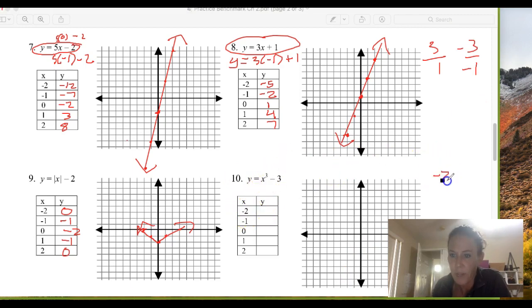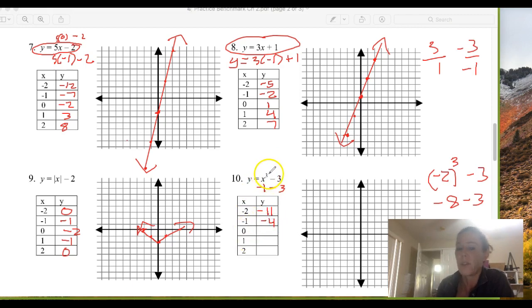-2. Careful with your negatives. I'm going to go -2 and then I'm going to cube it. Then subtract 3. Well, -2 times -2 is +4. Then +4 times another -2 is -8. So this will be -8 minus 3, which gives me -11. Plug in -1. -1 times -1 times -1 is -1. Whenever you have an odd exponent, you're going to end up negative if this is negative. So -1 minus 3 gives me -4.